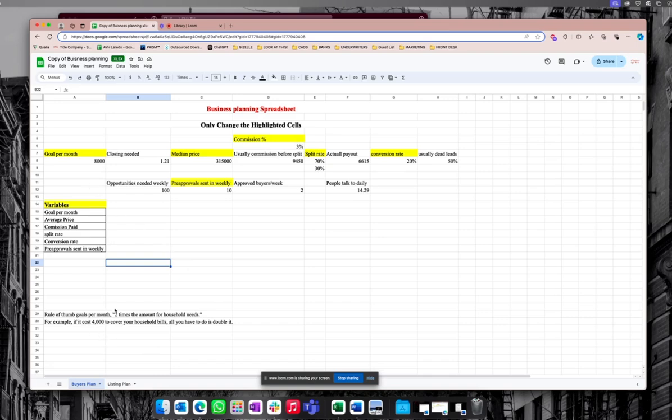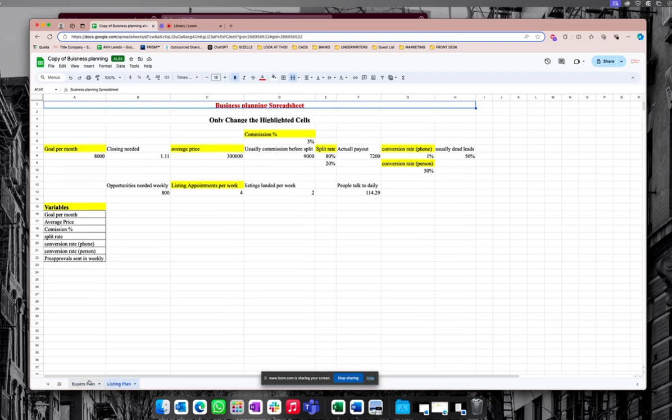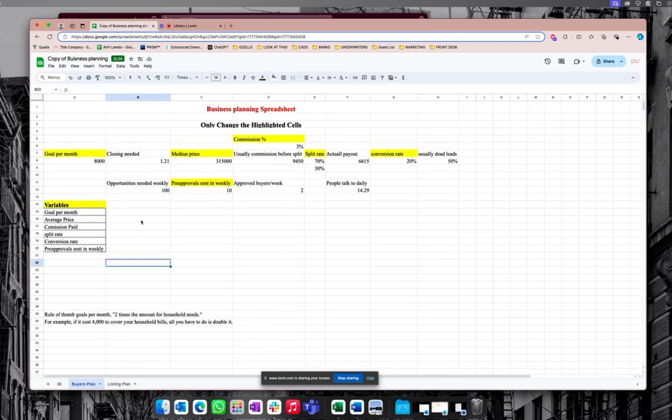Right here at the bottom, it shows buyers and sellers, or listings and buyers. I'm going to go through both to help you understand how to do it. The first thing you're going to know is that everything yellow is the only thing you change, the variables. Don't change anything else, only the yellow.